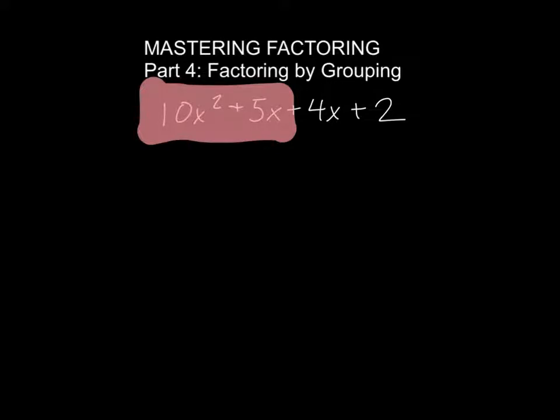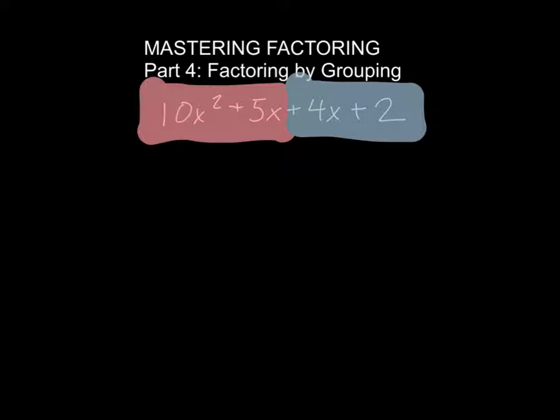So I'm going to start by identifying each of the groups here, our pink group and our blue group. So let's focus on the pink one first. What is the greatest common factor between 10x squared and 5x? You might want to pause to think about it. In this case, that common factor is 5x. We can pull out a 5x.